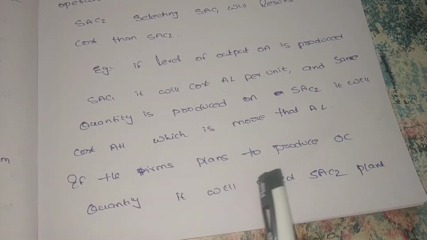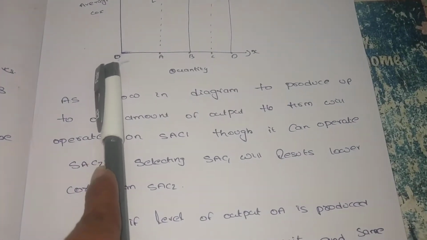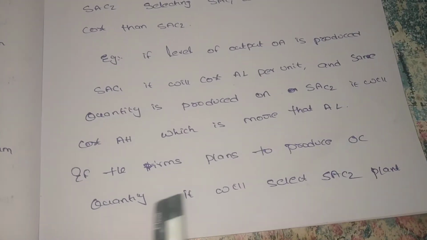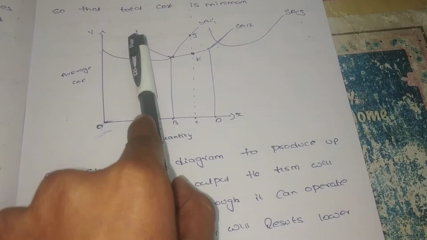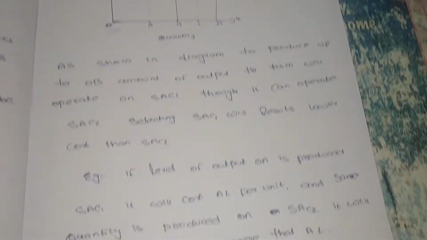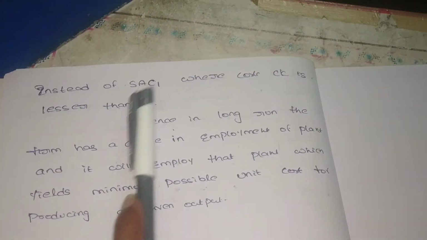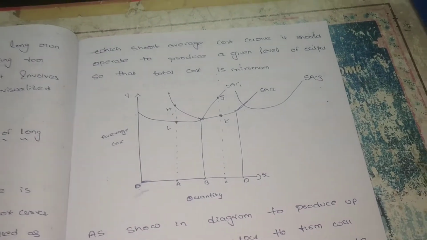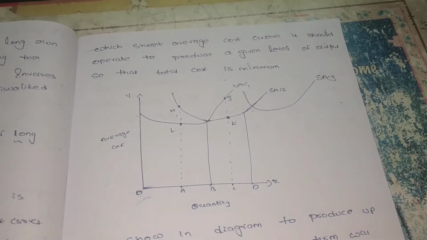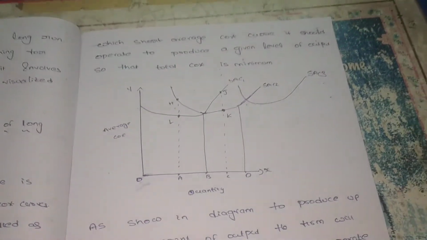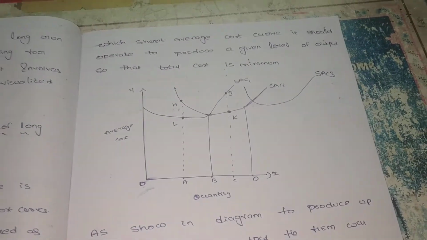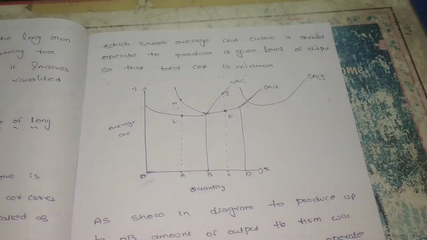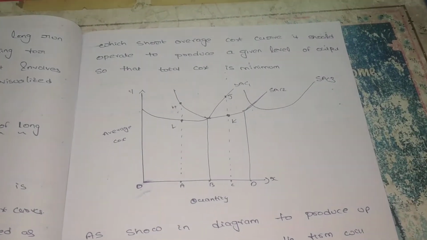If the firm plans to produce OC quantity, here the plant wants to produce OC quantity, it will select SAC2, the short run average cost curve, instead of SAC1, where cost CK is less than CZ. The complete diagram is explaining that in the short run our change of output is based on changes in variable inputs, but in the long run our output is based on which curve will give minimum cost. Only for that can we produce the goods.